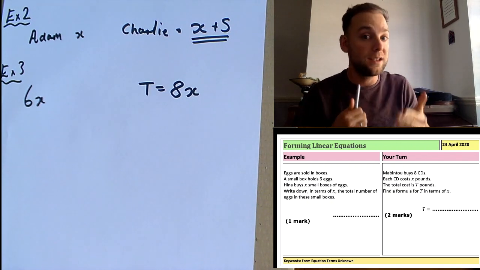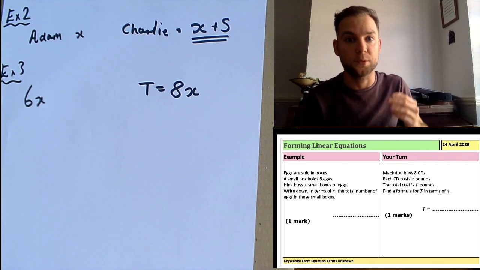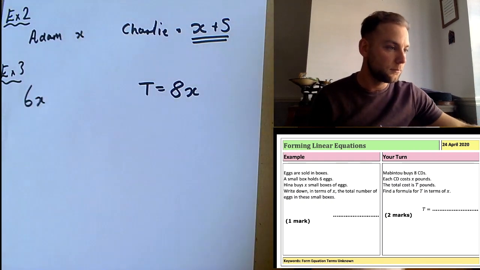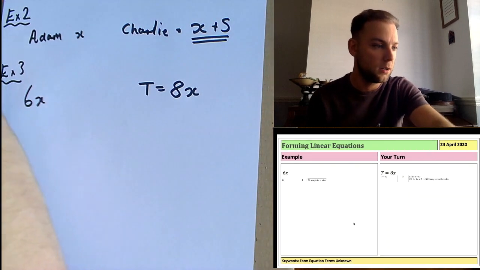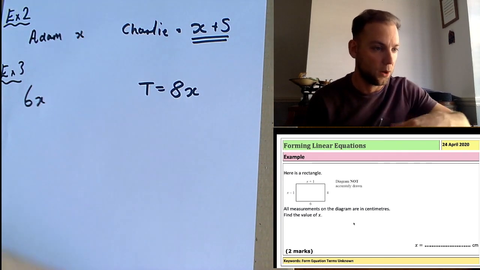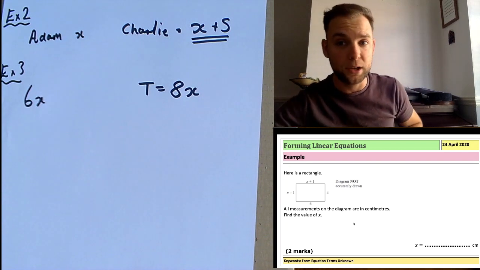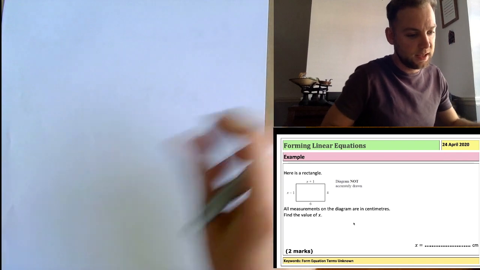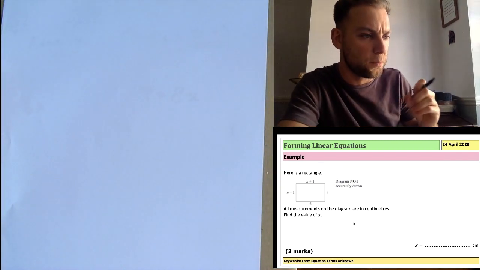Okay, I know this seems quite straightforward, but you do need these stepping stones to move on to the next stuff. So let's go back to that one. So 6x and T is equal to 8x. Brilliant. So let's step it up a little bit now. This isn't a big jump. This is quite an easy one. It's 2 marks. I think this is again from the top end of foundation, bottom of higher.